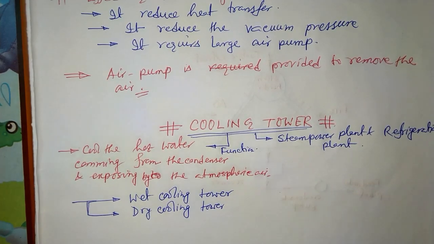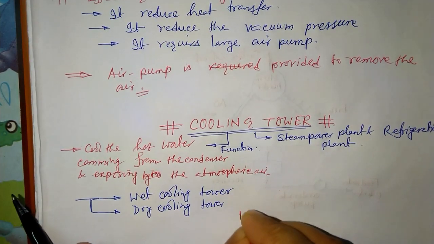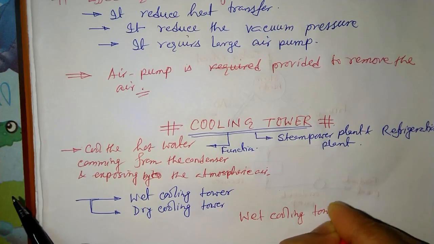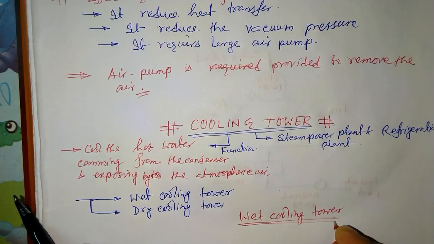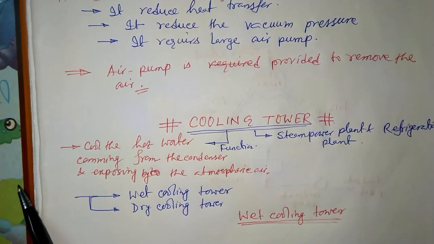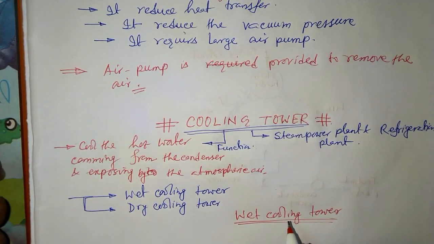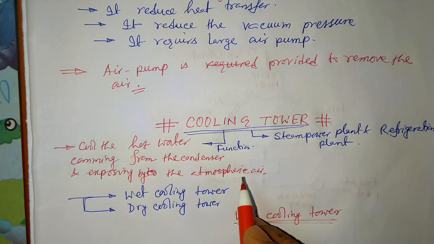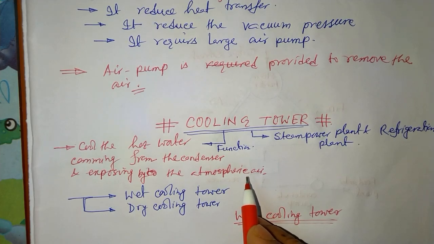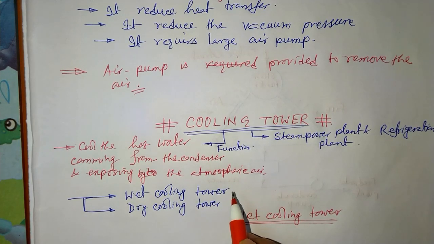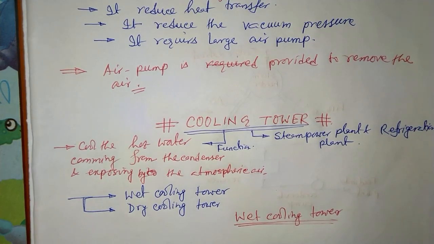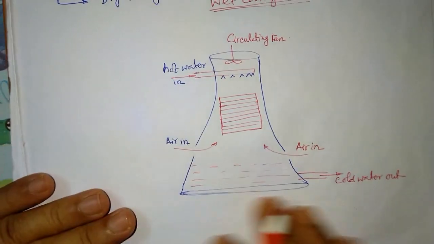So let's see first the wet cooling tower. Wet cooling tower means there will be a mixing of the atmospheric air and the water coming from the condenser. Due to that mixing, some of the water particles will evaporate into the atmospheric air. This is known as our wet cooling tower. And here is the figure of a wet cooling tower.